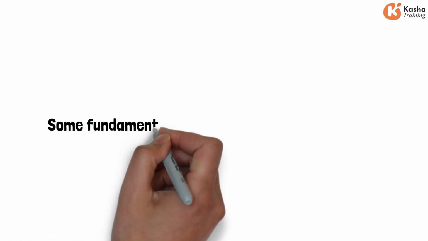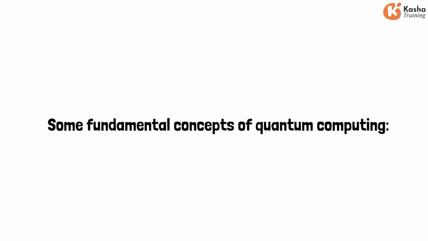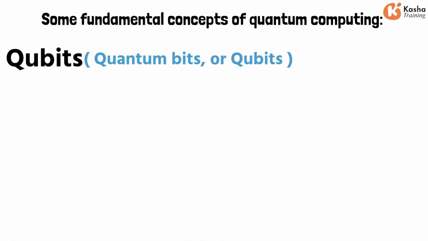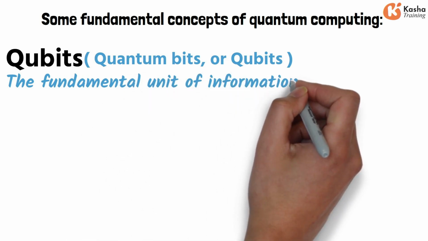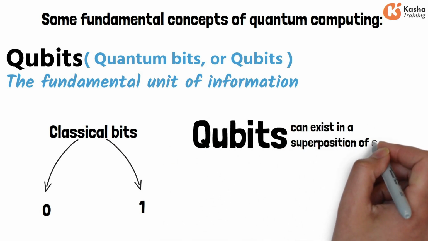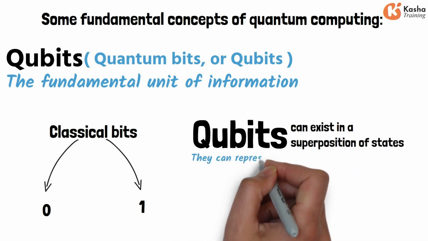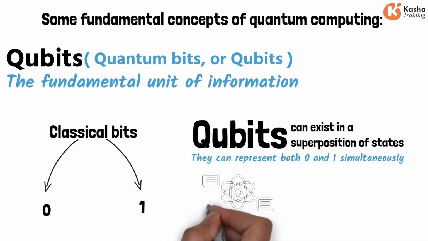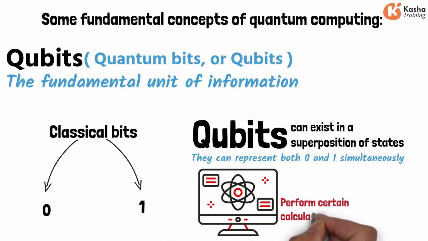Here are some fundamental concepts of quantum computing. Qubits: quantum computers use quantum bits, or qubits, as the fundamental unit of information. Unlike classical bits, which can be either 0 or 1, qubits can exist in a superposition of states, meaning they can represent both 0 and 1 simultaneously. This property allows quantum computers to perform certain calculations in parallel.